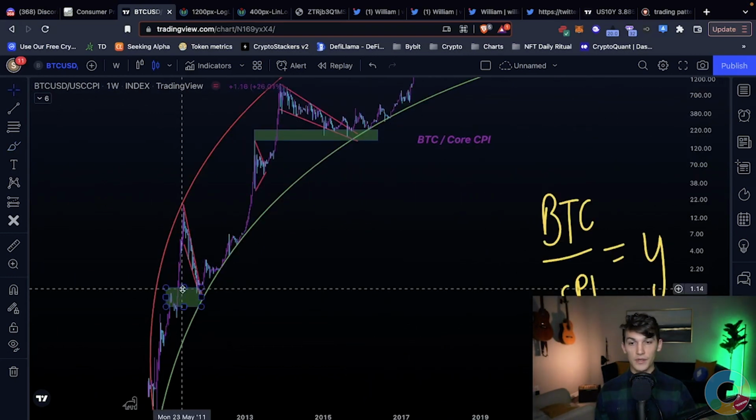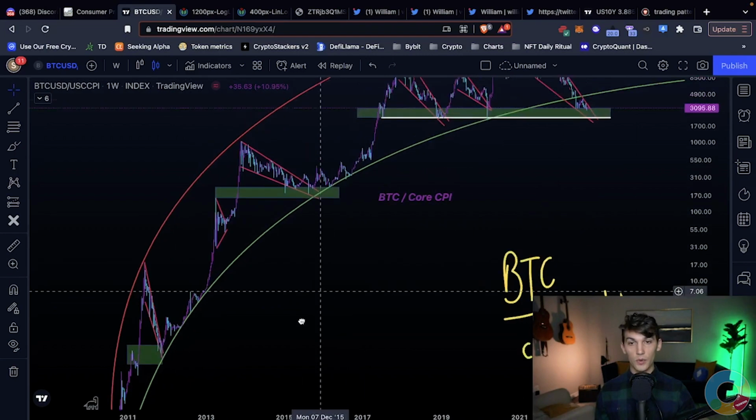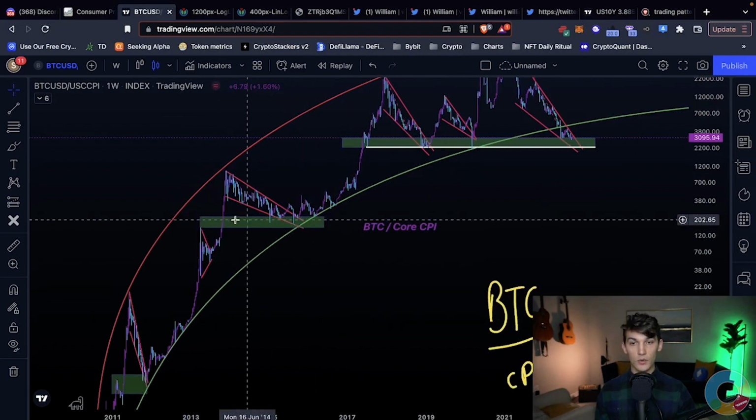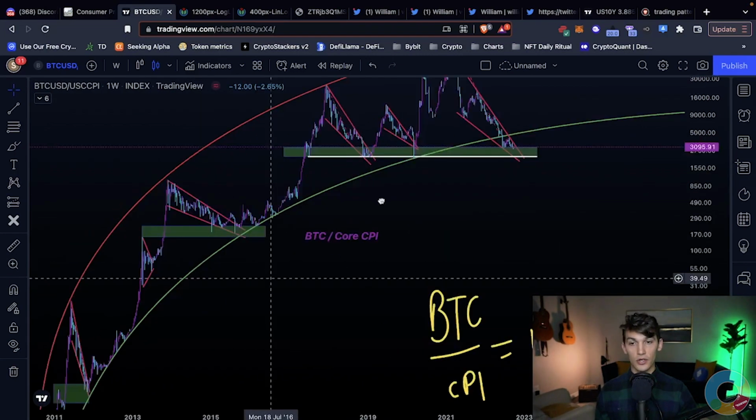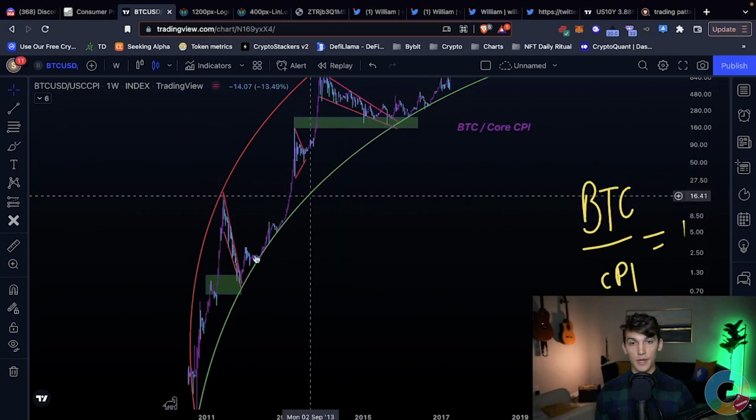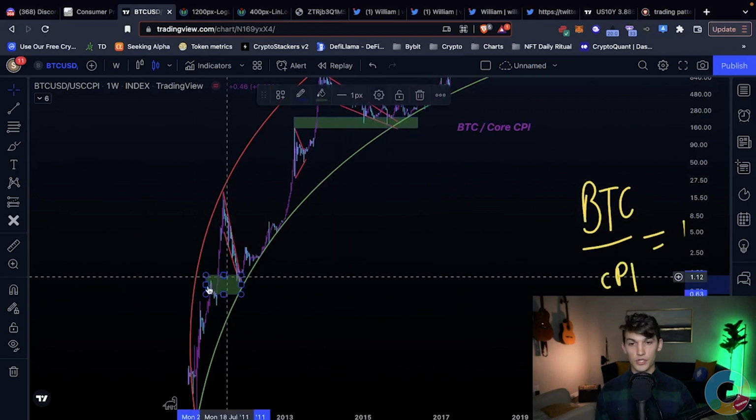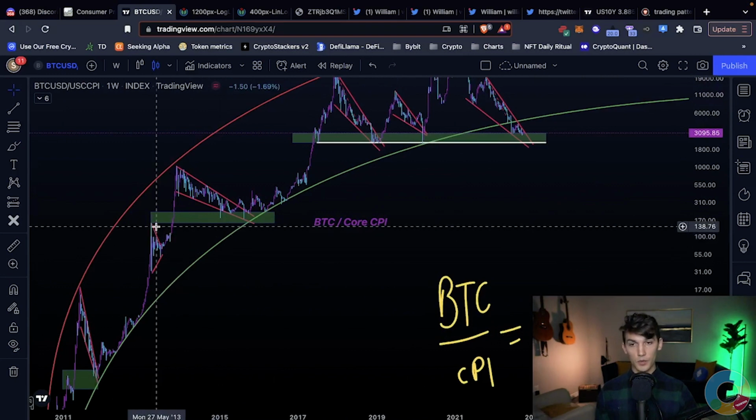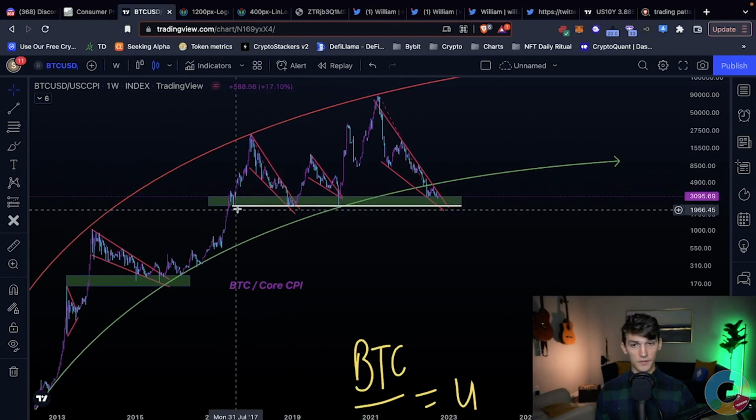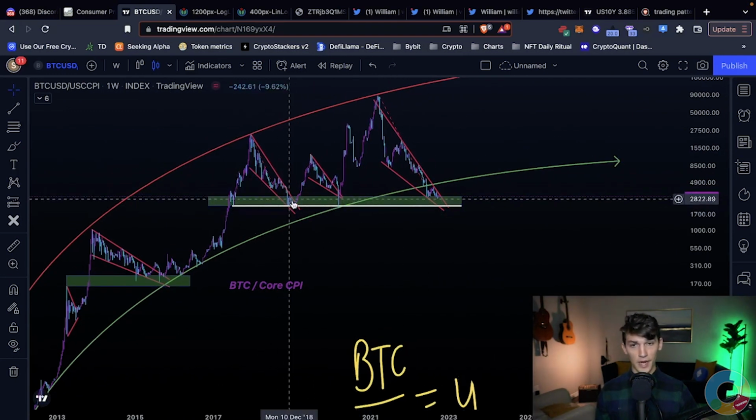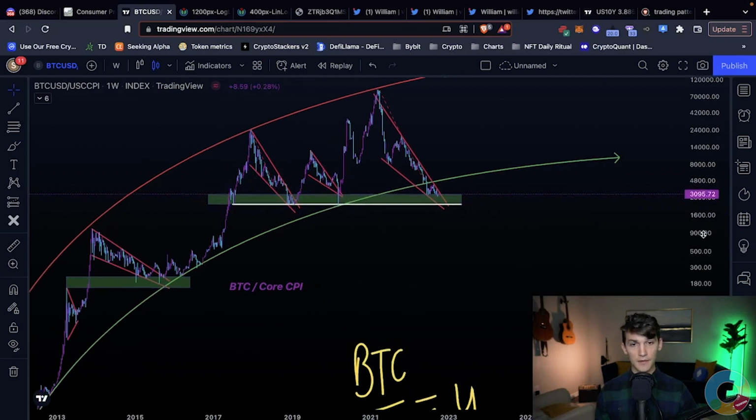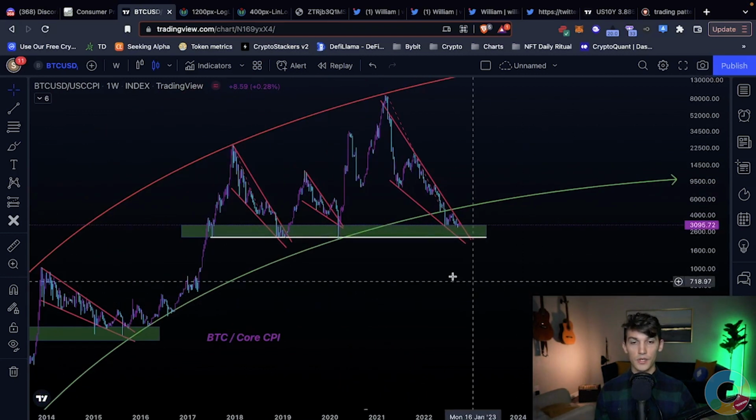Again, we have these periods of demand where people over and over again come in and they buy Bitcoin. We had one here, and it's gotten longer and longer. These periods of consolidation and buying have gotten longer and longer. It started off as a pretty short period of time, moved on to be a little bit longer, and now we're in this very long period of time where buyers have come in over and over again at a very specific price point. So what is that price point?